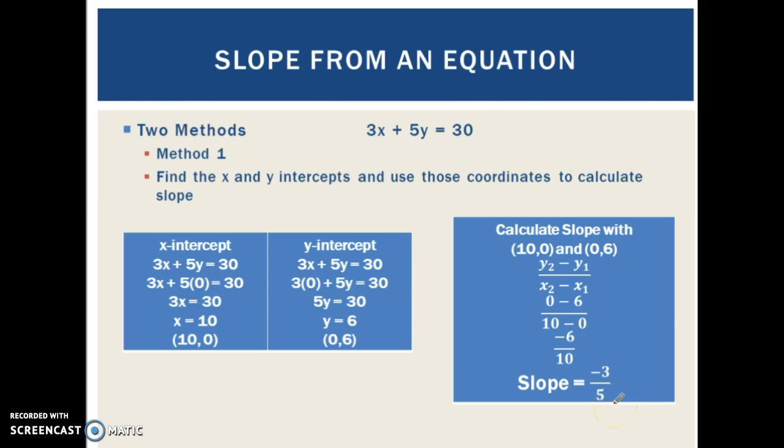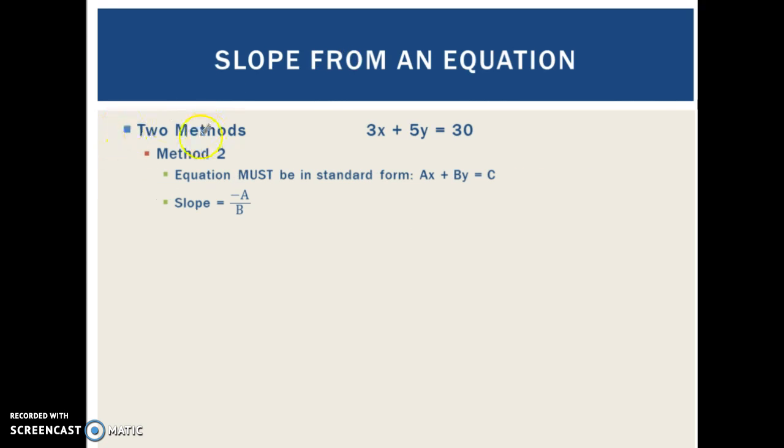So this method is a little bit tedious. It's kind of long, but it is one way to find the slope from an equation. Another way that's a lot easier and quite a bit faster is if your equation is in standard form. So again, that's the ax plus by equals c format, where x and y are on the same side, equal to a number. You can calculate the slope just by looking at the equation.